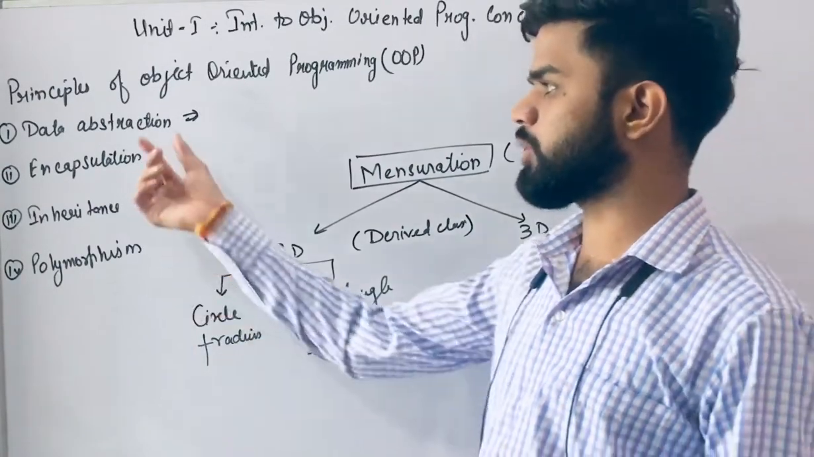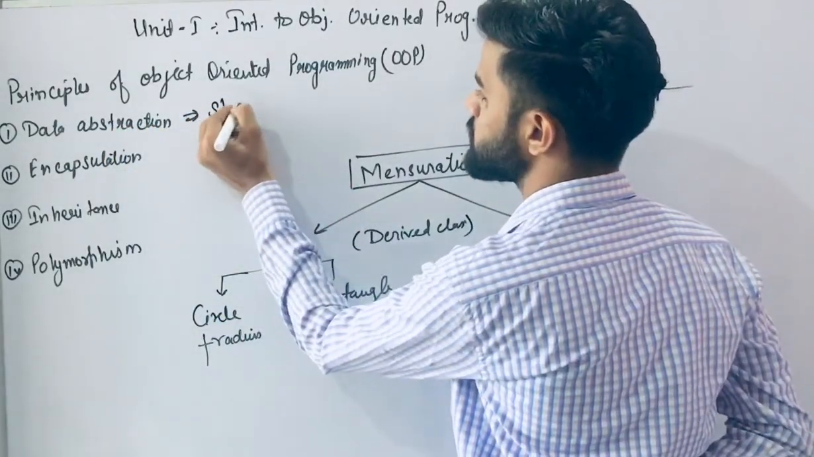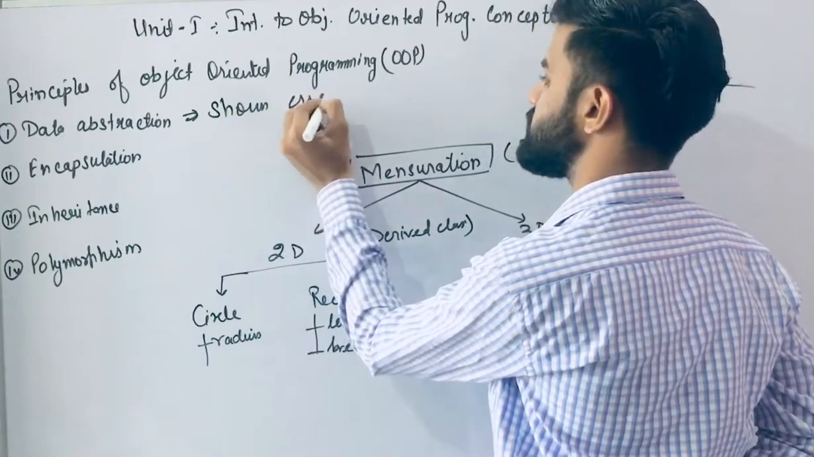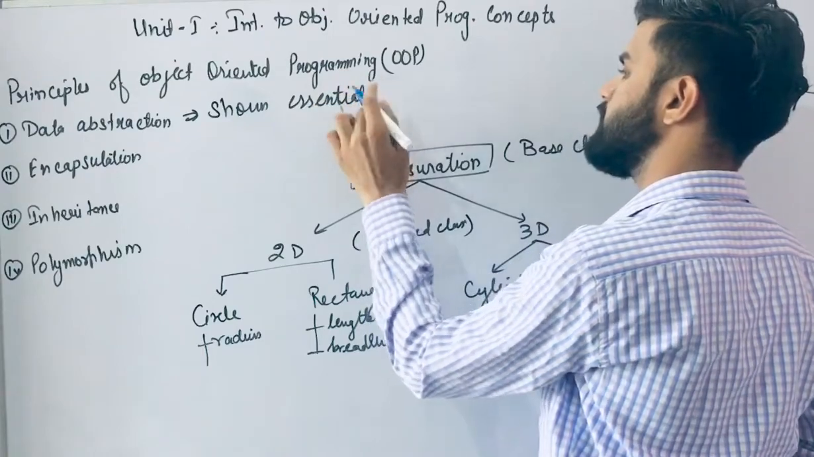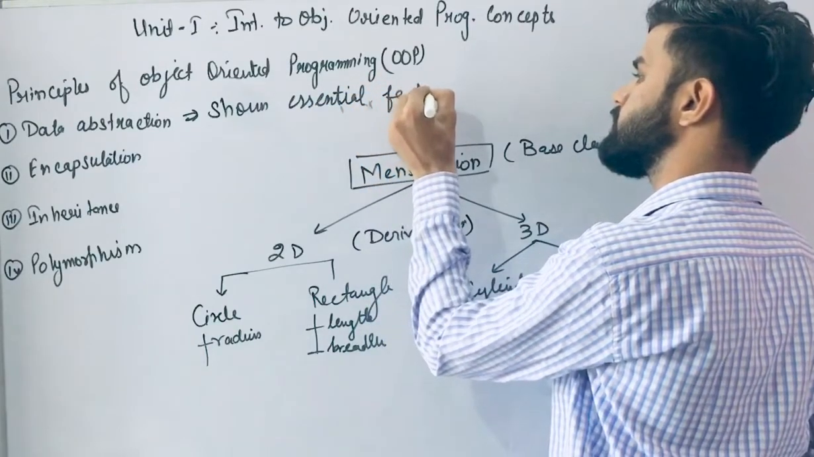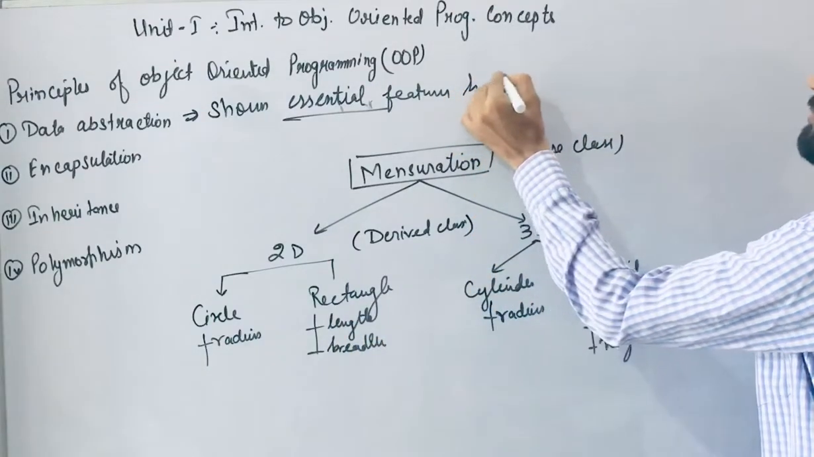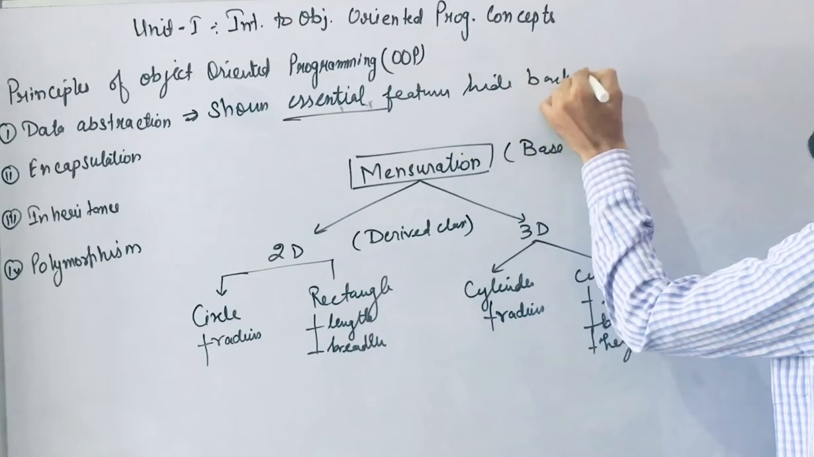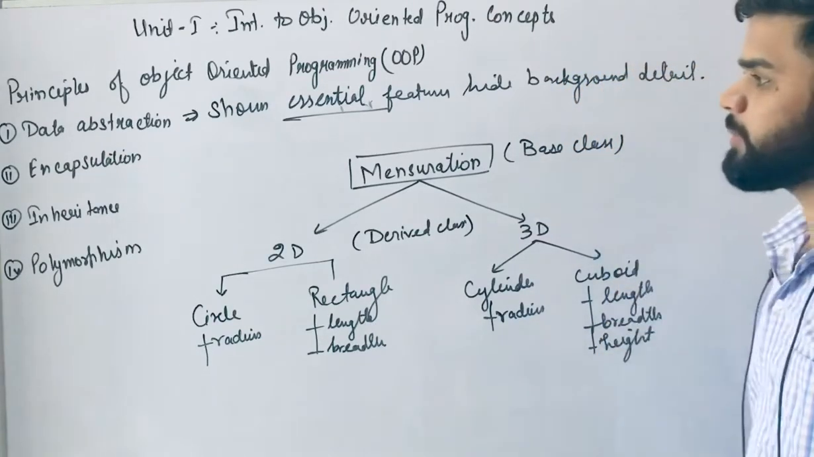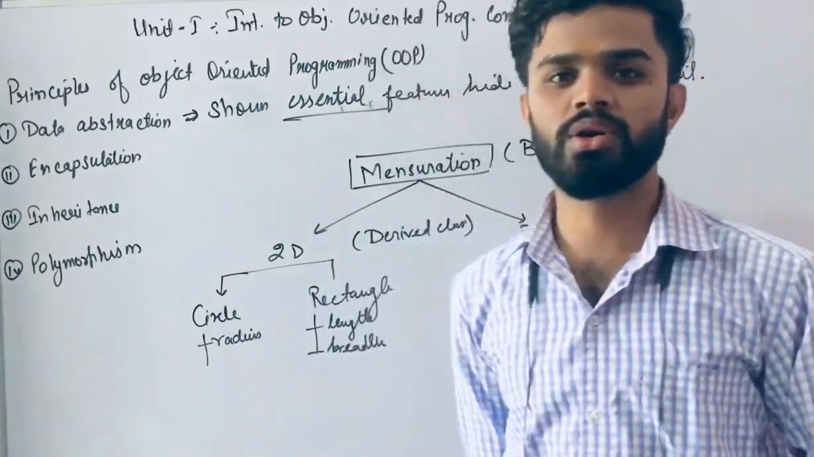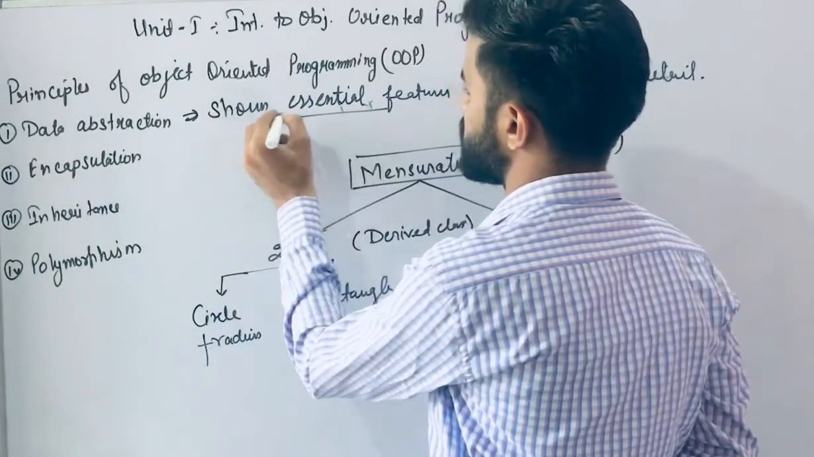If you try to understand data abstraction, data abstraction shows essential features and hides background details. So what we see, if we try to understand data abstraction, under data abstraction it shows essential features.